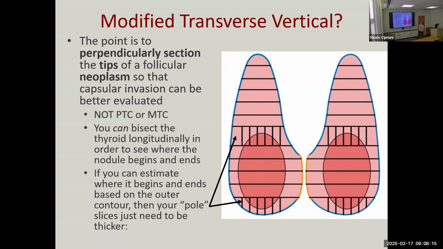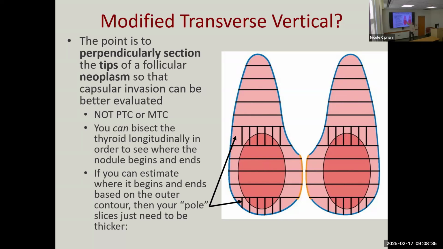I don't care if you need to bisect the thyroid longitudinally and see your 2 halves in order to see where the nodule begins and ends. I don't care if you can estimate where the nodule begins and ends based on the external examination. If that's the case, you don't need to do the longitudinal thing. The only reason to do this would just be to see what you're doing, right?